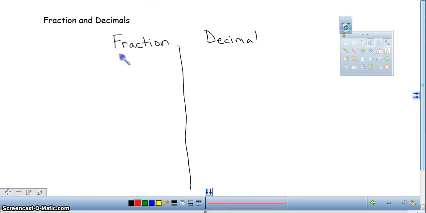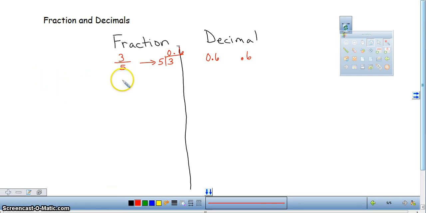Let's start with 3 over 5. To change that to a decimal, you have to take the top number, 3, divided by 5. So 3 divided by 5. And if you put that in your calculator, you get 0.6. So you can write 0.6 or just put 0.6. These are the same. Okay? So let's try another one.